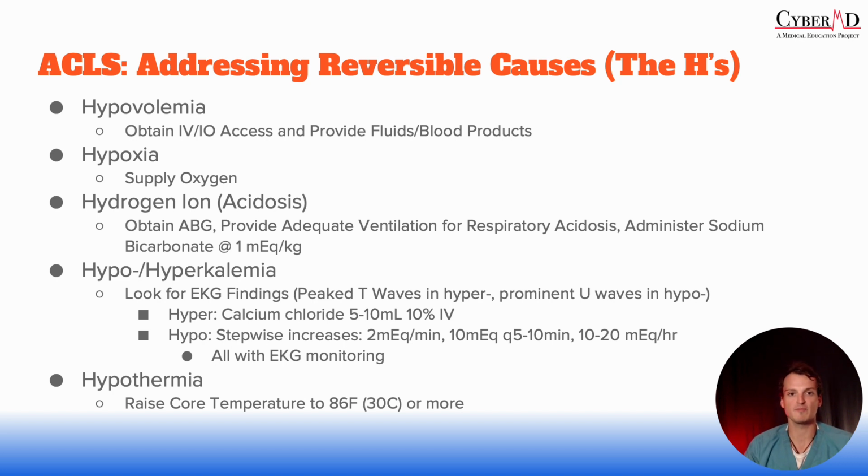Remember that potassium imbalances are very dangerous. That specific electrolyte derangement can cause a lot of really bad cardiac arrhythmias. So remember, if they're hyperkalemic, you might want to give them some calcium to stabilize the membrane of the cardiomyocytes. And then for hypokalemia, you can give them the potassium that they need.